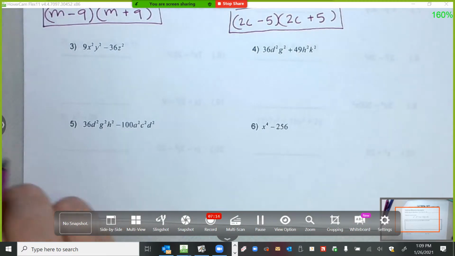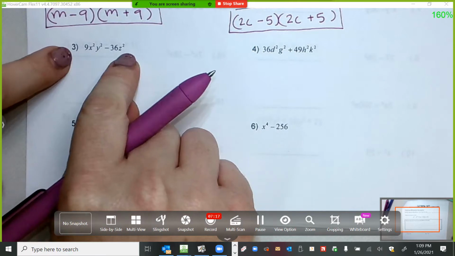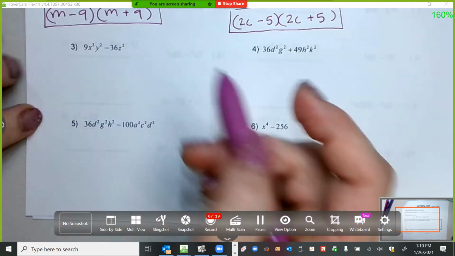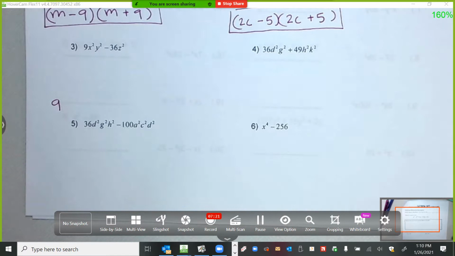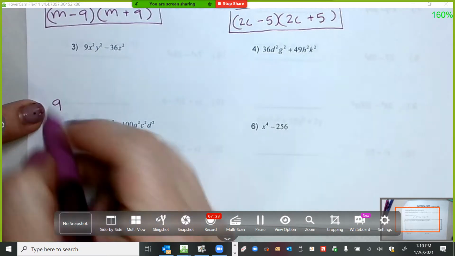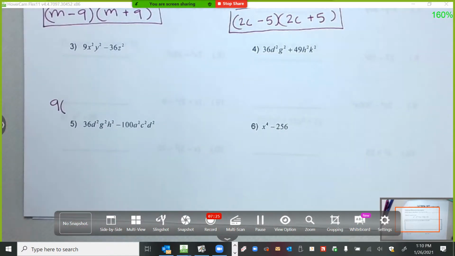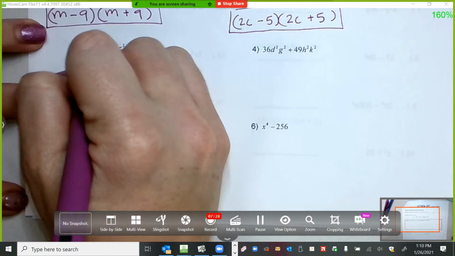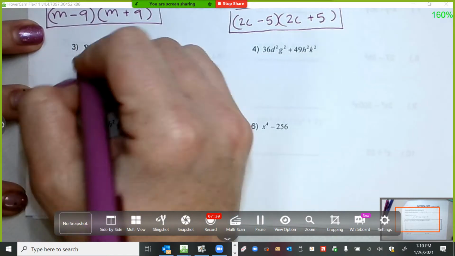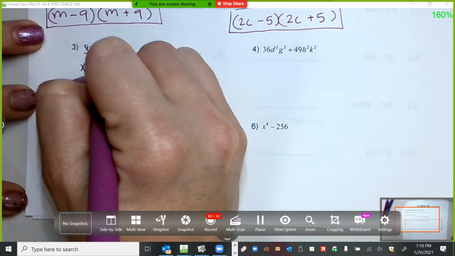Now, this has x, y, and this has z, so they don't have letters in common, so we're just going to take out a 9. And I'm going to put it over here so I remember that it's part of my answer still, and I don't forget about it. I'm going to divide it out. And I get x squared y squared minus, what's 36 divided by 9?